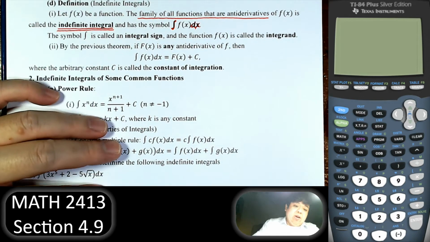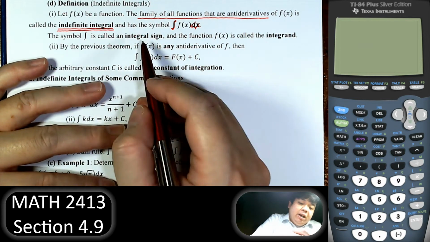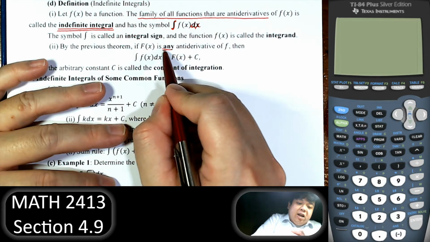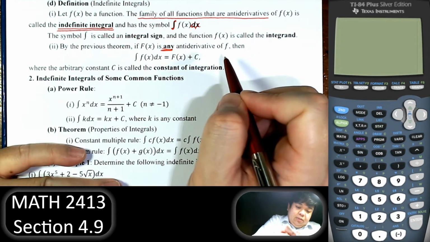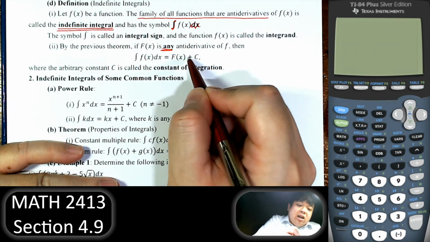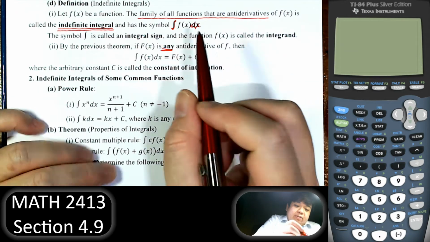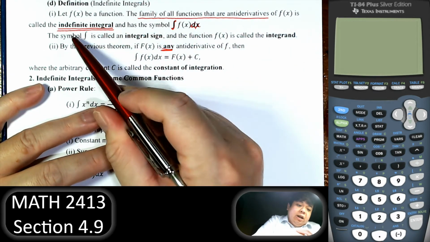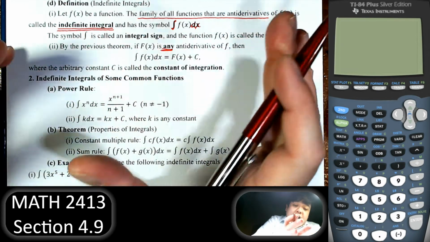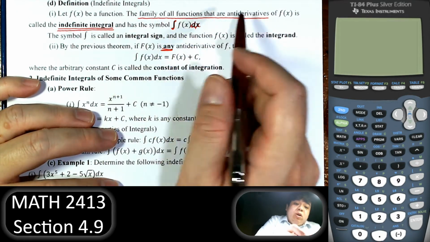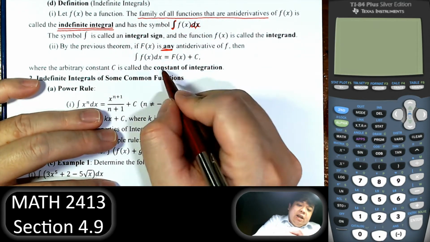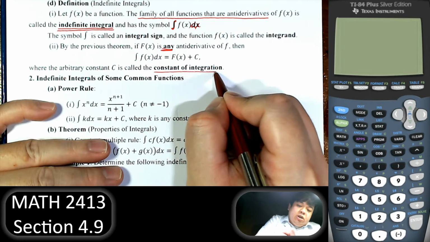Now, according to the previous theorem, if f of x is any antiderivative, then we can just add a constant to it to have the indefinite integral, which is the family of all the antiderivatives, and the c here is called the constant of integration.